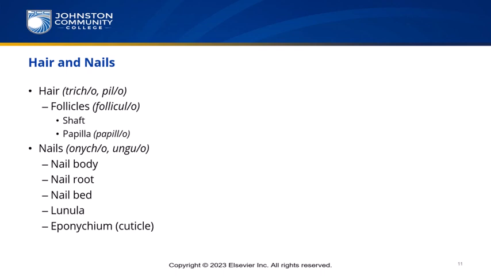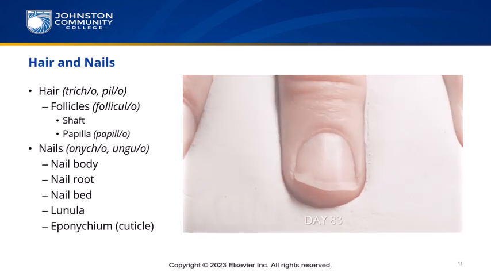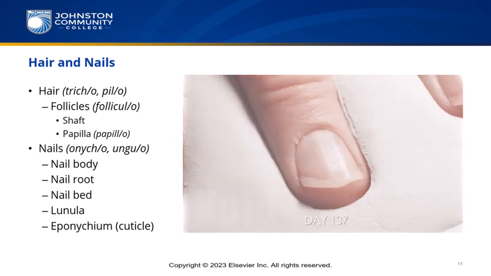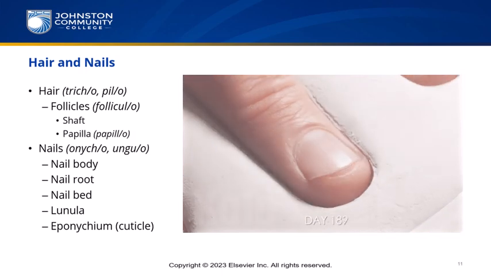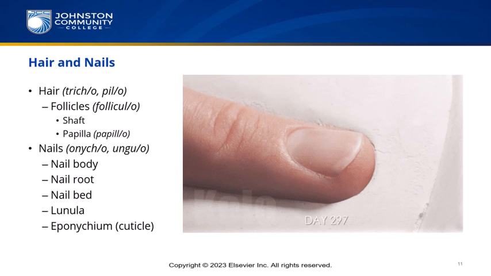The cells on top of the papilla are responsible for the formation of hair. When these cells die, for whatever reason, hair loss occurs. The nails have two combining forms, onycho and unguo. They cover the dorsal surface of the distal ends of the fingers and toes. Remember that dorsal pertains to the back and that distal means far.